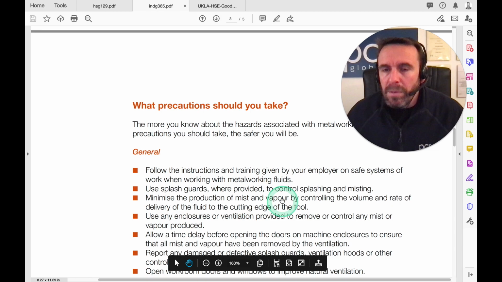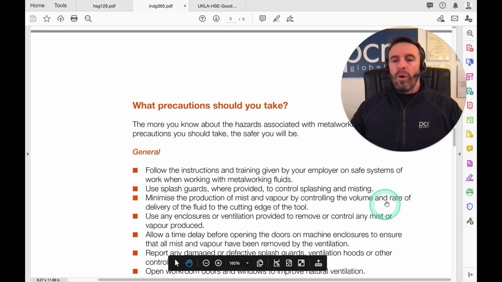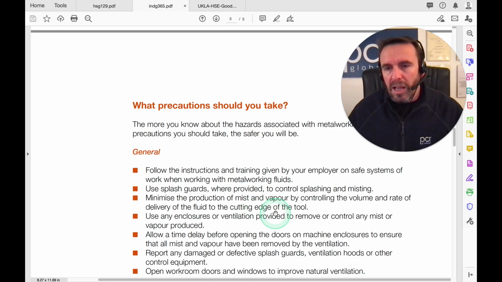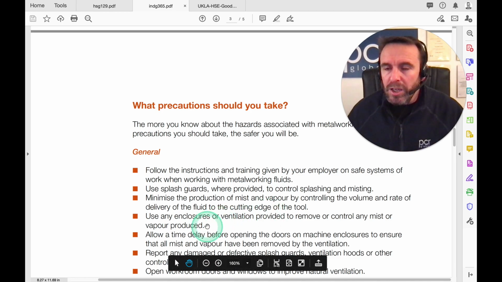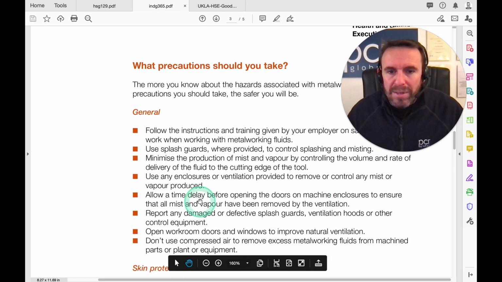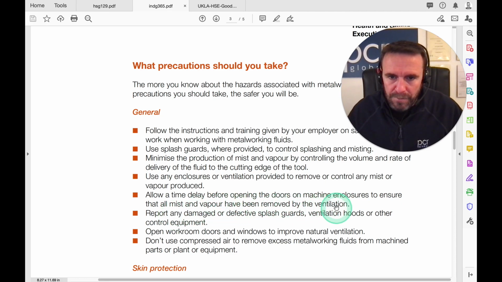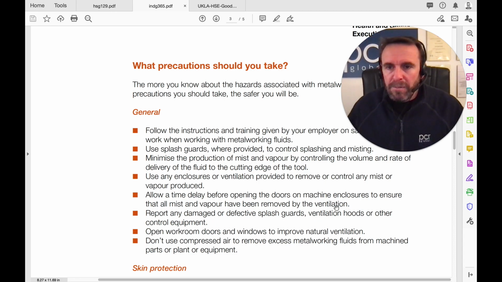Minimising the production of mist and vapour by controlling the volume and rate of delivery of the fluid to the cutting edge of the tool. Again, the people working on the shop floor are going to be heavily involved in this. Using any enclosures or ventilation provided. Allow a time delay before opening the doors on machine enclosures to ensure that all mist and vapour have been removed by the ventilation. This is a very simple but very effective measure.